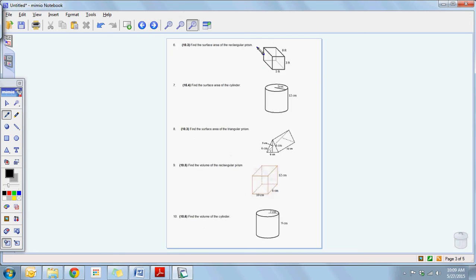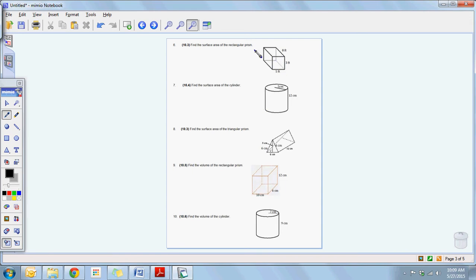This is still chapter 10, and this time they're asking me to find surface area for these three, and then for these three down here, they want us to find the volume. So for our first shape right here, it's important that you can recognize that this is a rectangular prism.